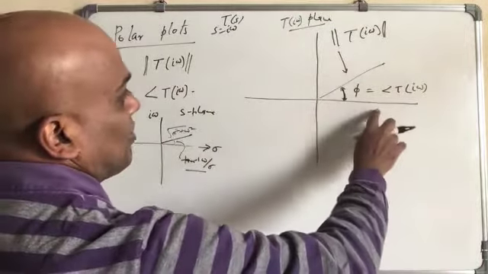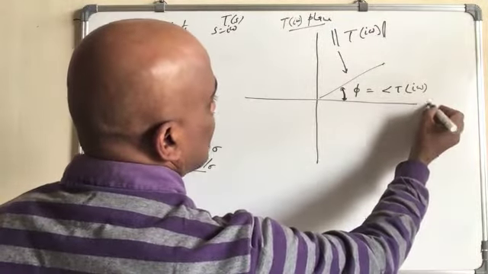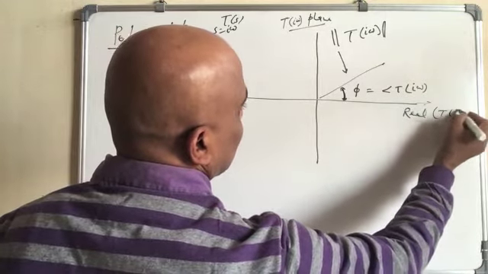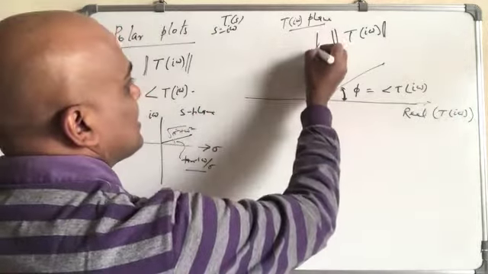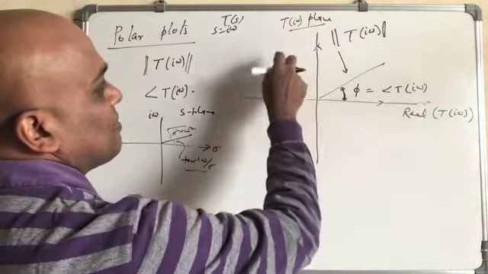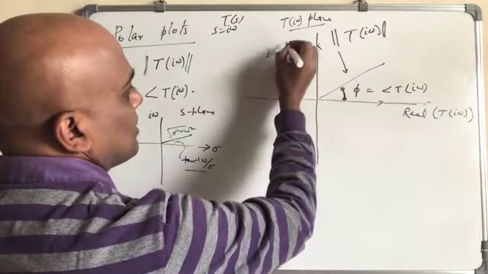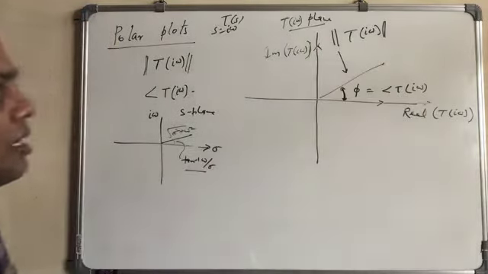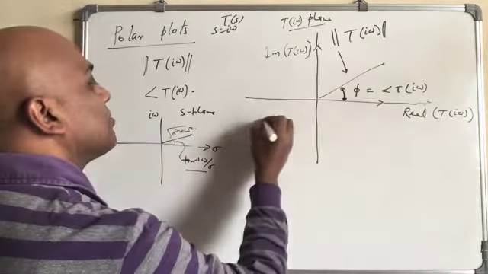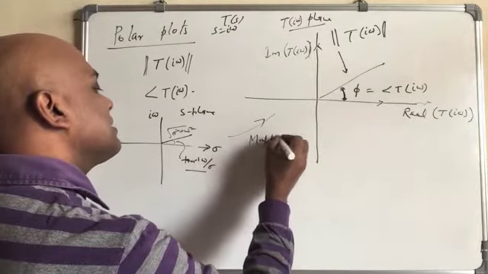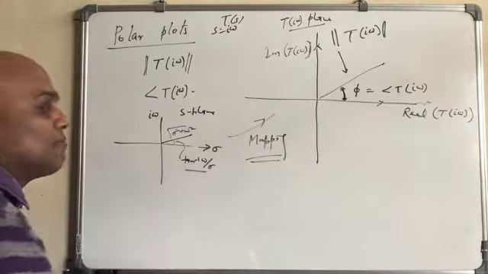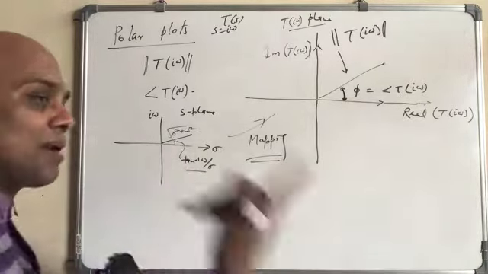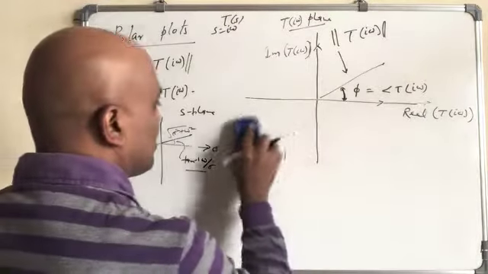Because of that, what do we have? This axis will be the real part of T(iω), and this axis will be the imaginary part of T(iω), right? We are mapping it. You can also call this a mapping, but actually it is not exactly mapping. Mapping will come later on. I will delete that. It's not mapping actually.